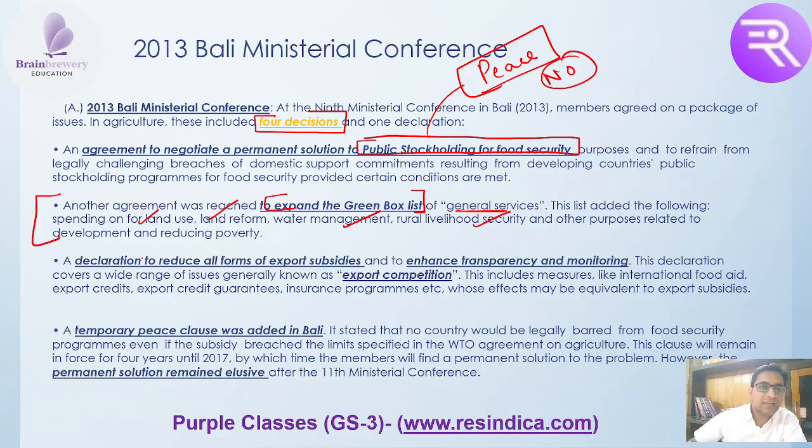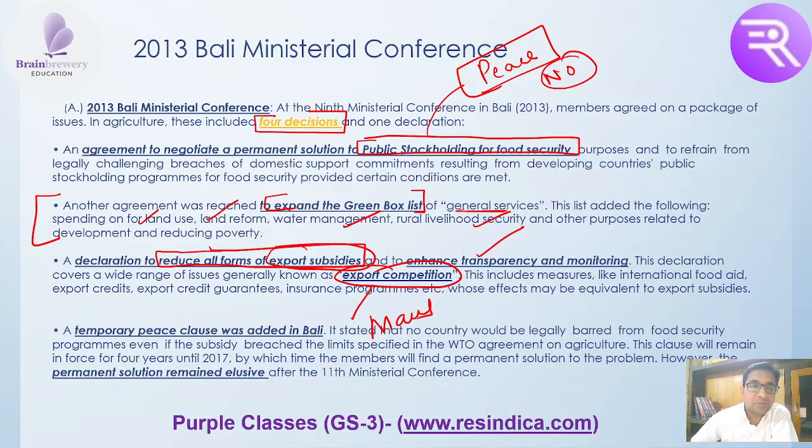Then there was a declaration signed to reduce all forms of export subsidy. That means if the US government is providing a lot of subsidies to their farmers for export of their goods, obviously the US will be able to provide a good amount of subsidy, right? Because of that, their prices go down, and our prices go high, and people will start buying the US products. So there was a declaration that we have to reduce all forms of export subsidies, especially by developed countries, and also to enhance transparency and make sure that export competition happens based on market principles.